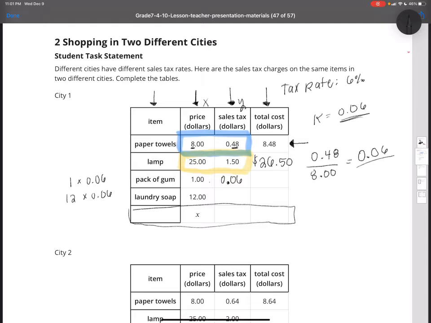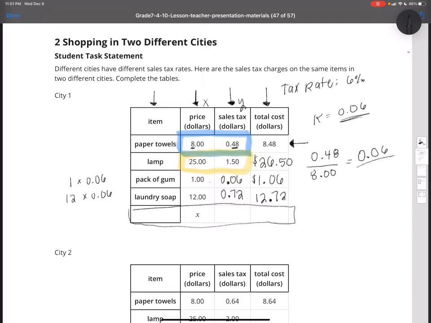Then in the last column, I want to add those two together. It's going to be $1.06. Then for the last one, 12, if you're at home guessing 70 something with 72, you're absolutely right: 72 hundredths. So what I want to do is add those two components together, and it's $12.72.